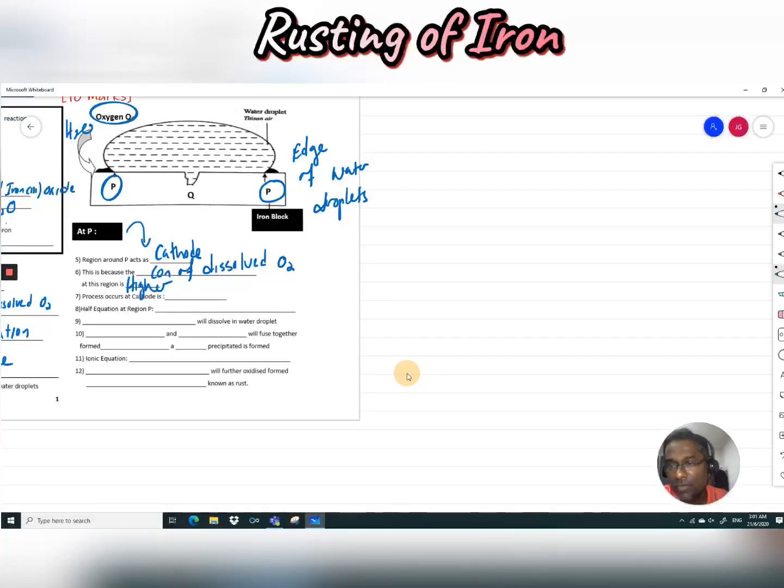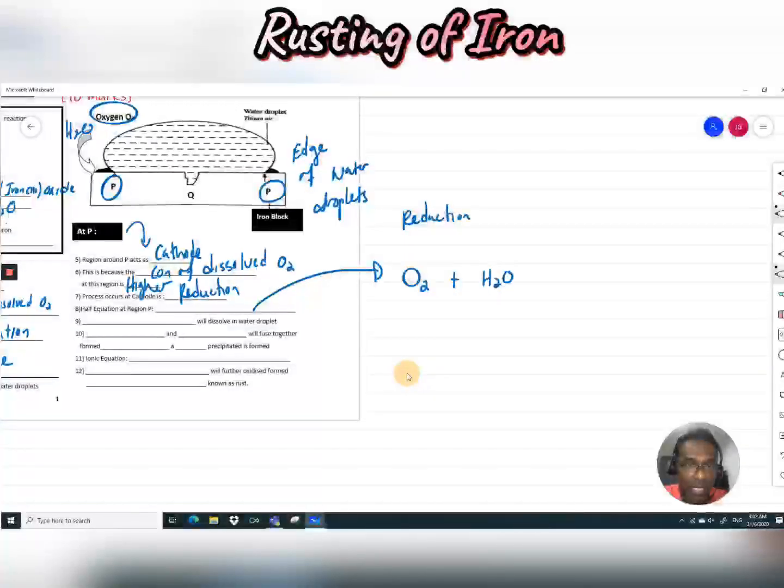What is the name of the process? The process that occurs at region P, the cathode, is known as reduction. So how to write the half equation? I'll do it here. The basic conditions are oxygen and water. What is the name of the process? Reduction. Reduction involves gaining electrons. And what is the product we will get? So we try to look at the product.